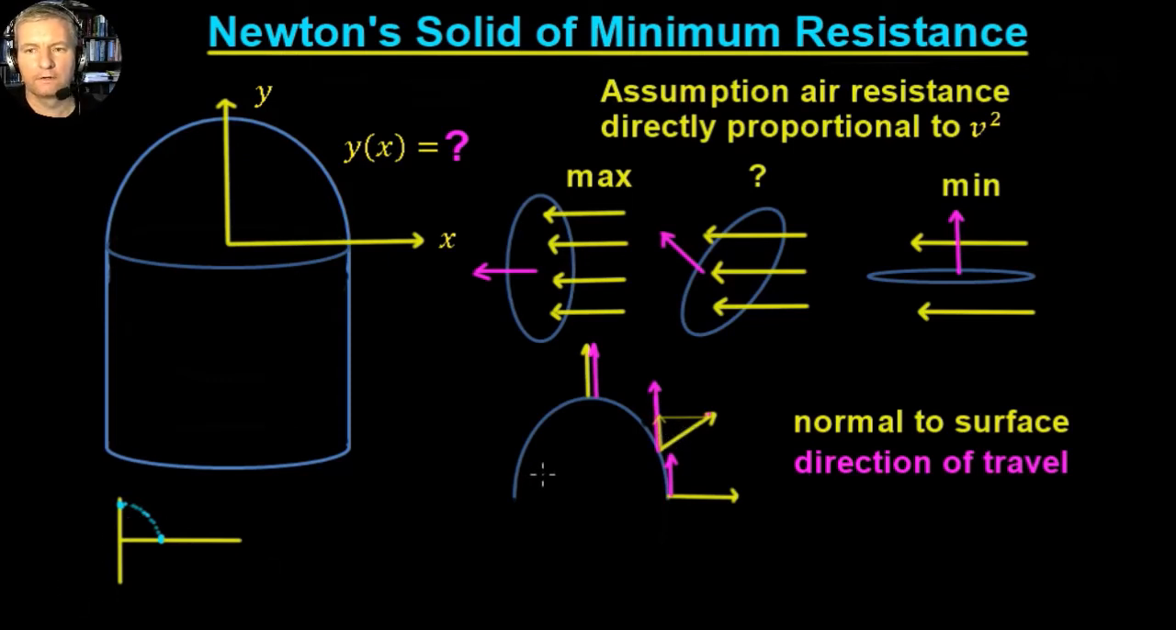So what we have is a dot product. So the air resistance is dependent on the angle between the air that's hitting the surface and the normal to that surface. So we'll go ahead and we'll show that mathematically on the next page.